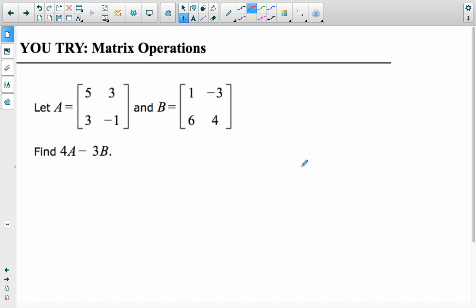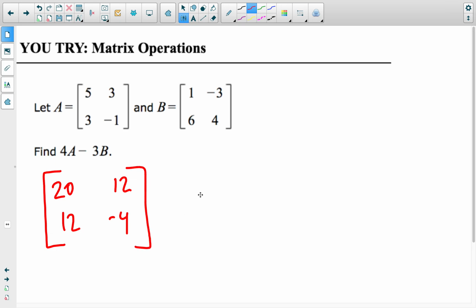All right, pause the video and give this a try. Hopefully you've come up with something. The first thing you want to do is multiply matrix A by 4, which would give you 20, 12, 12, and -4. For this one, you have the option: you could multiply by -3 and then add the matrices together, or you can multiply by 3 and subtract. That's what I'm going to do. It's up to you, personal preference. Just make sure that you're very careful.